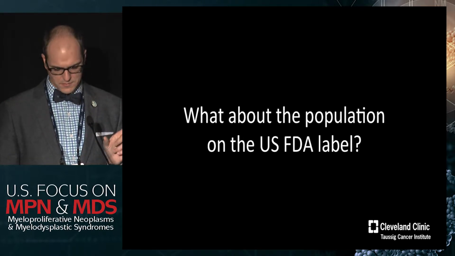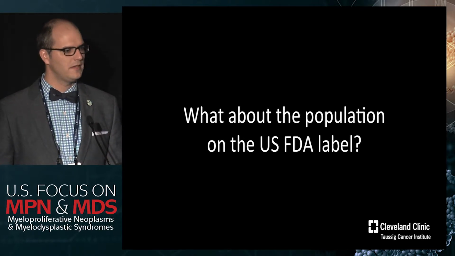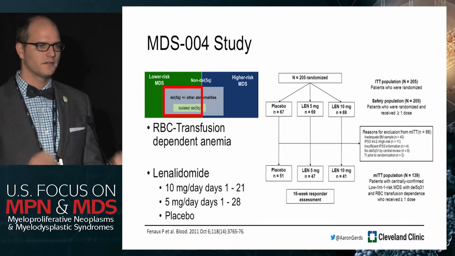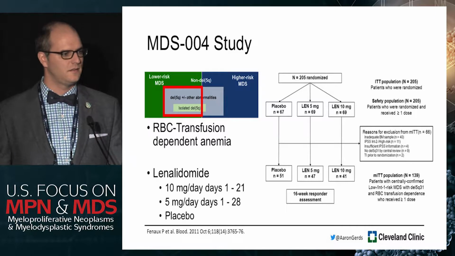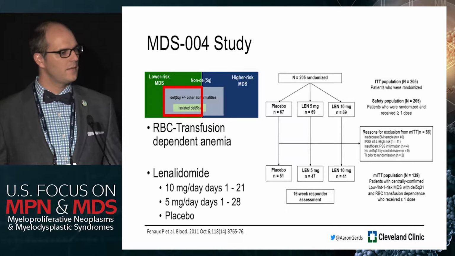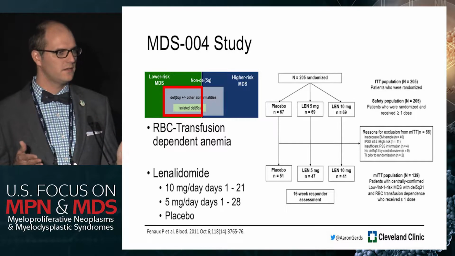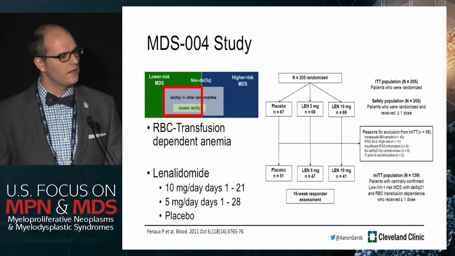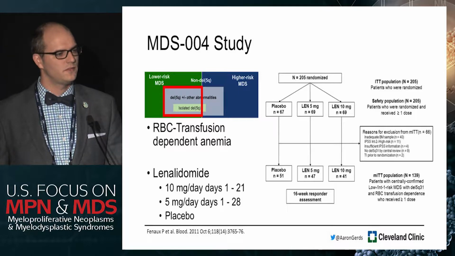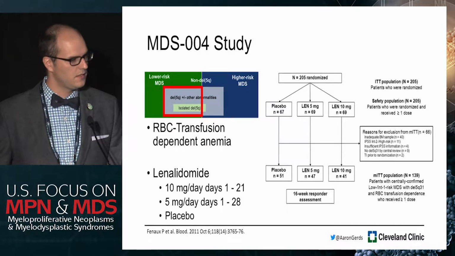What about specifically patients that had the label indication MDS? That's this slightly smaller red box on the guidepost diagram we have. Again, the MDS 004 study addressed this particular population. All these patients were RBC transfusion dependent, so they all had transfusion-dependent anemia.